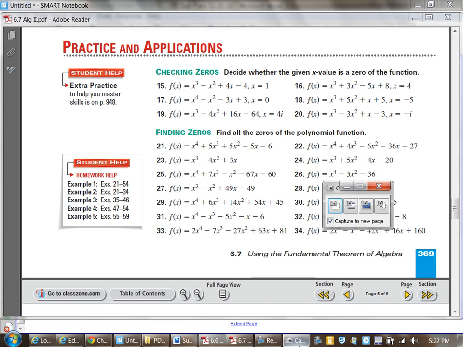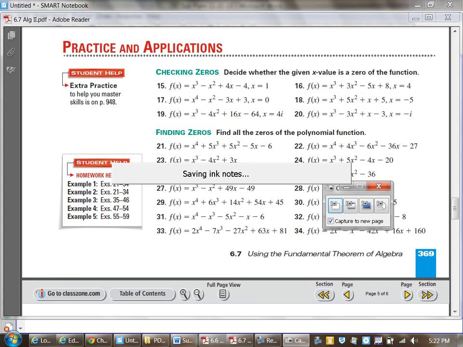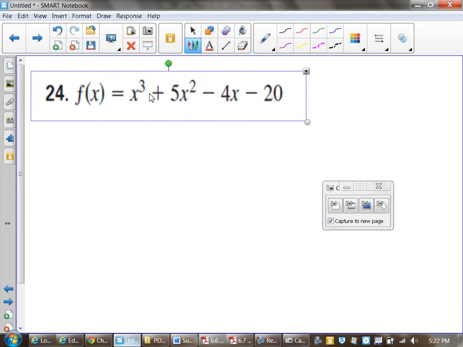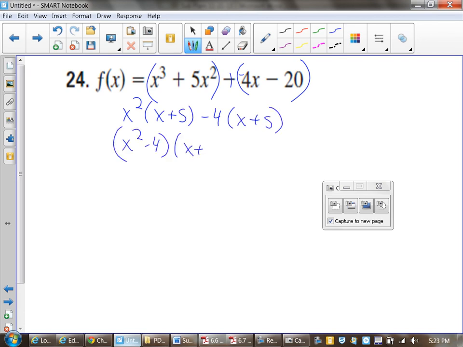24 is very similar to that. But I hoped in 24 you didn't do any synthetic division, because you don't need to. Again, factor by grouping. It's faster. Recognize it, see it, and go. Every time you think about factor by grouping, you look for 4 terms. If you have 4 terms, go for it. Try it. Take out the x squared, you have an x plus 5. Take out a negative 4, you have an x plus 5. X squared minus 4, x plus 5, set them equal to 0: plus or minus 2, and a negative 5.